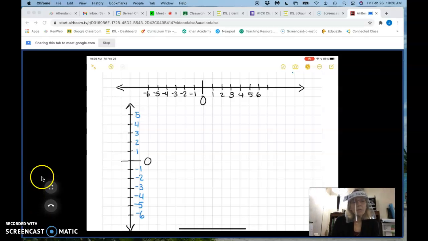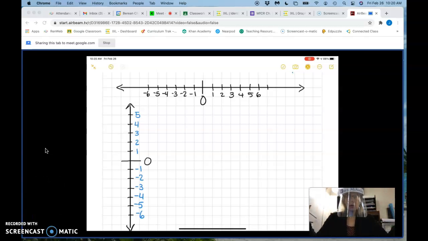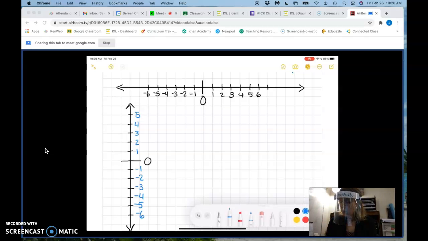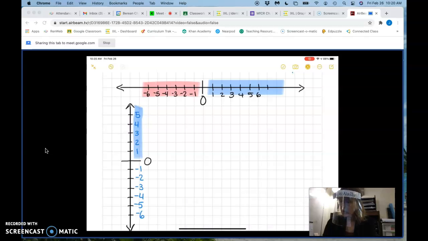So we have two number lines here. They're both exactly the same. They could both be used for anything, but one is going sideways, horizontal, and one is going up and down, which is vertical. The part you need to remember is where the positive numbers are. Okay, so we have positive to the right and positive going up, and we have negative to the left and negative going down.